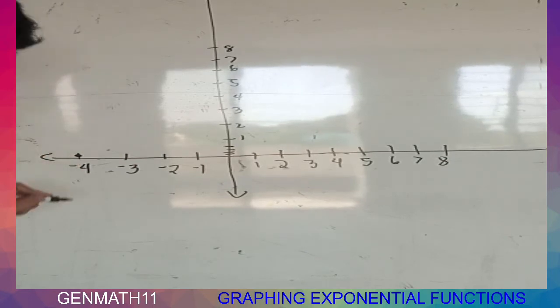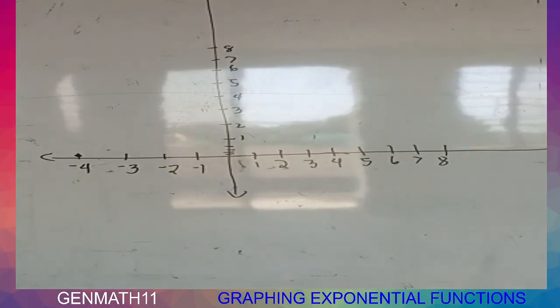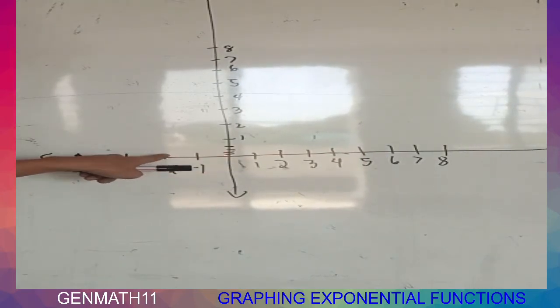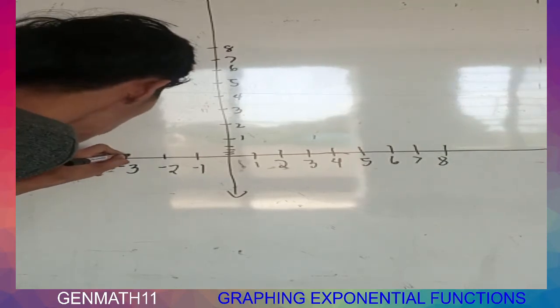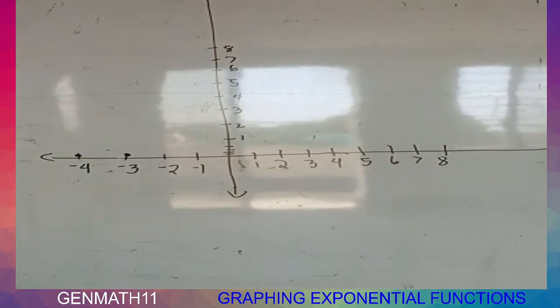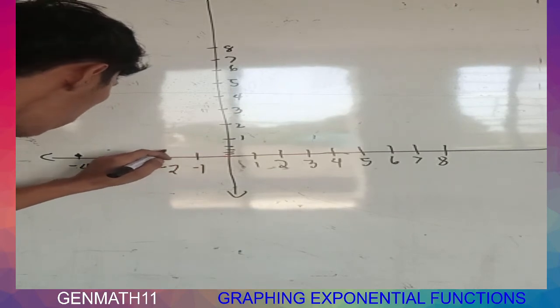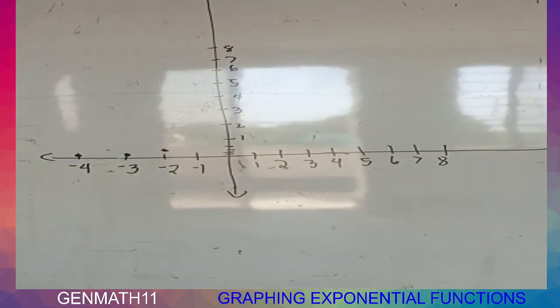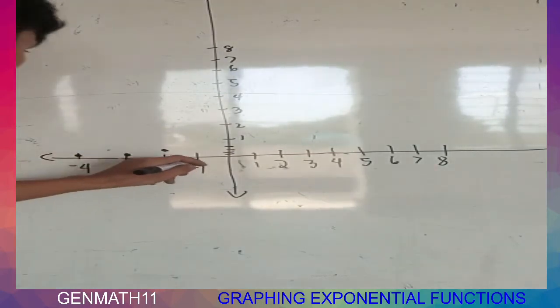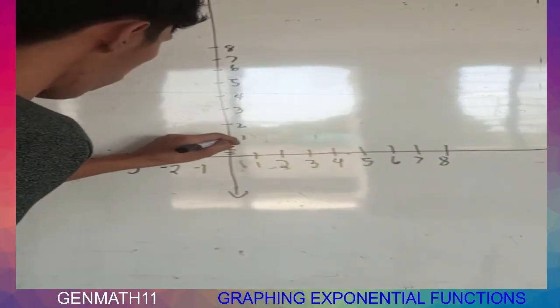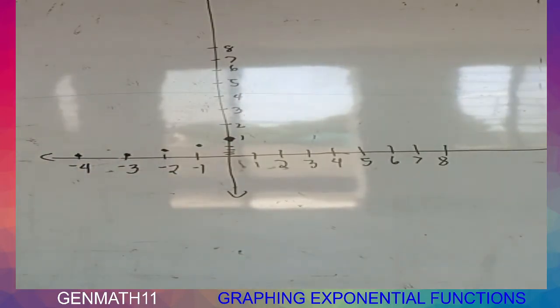So next, negative 3, 0.125. Ito yung negative 3, ito yung 0.125. Okay, dito yun. Next, negative 2, 0.25. So ito yun, kalahati ng 0.5. Okay, so next, negative 1, 0.5. So ito yun. Then 0, 1. Ito yan, dito yan sa y-axis. Next, 1, 2. So ito yan.